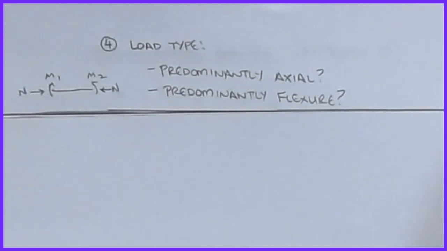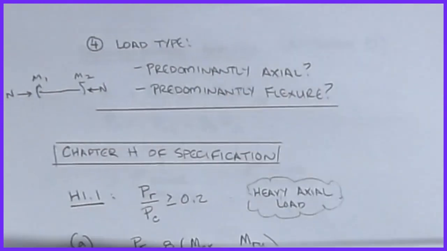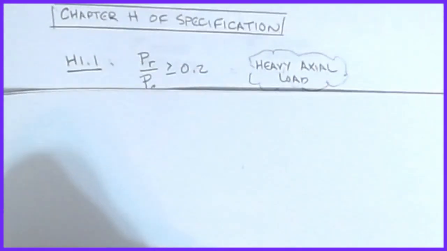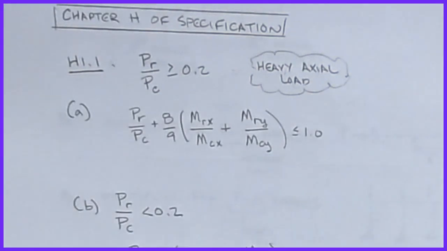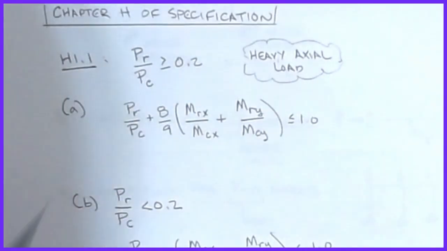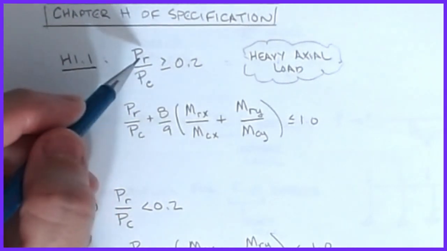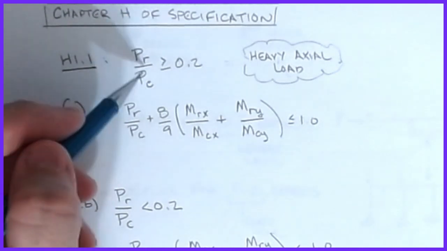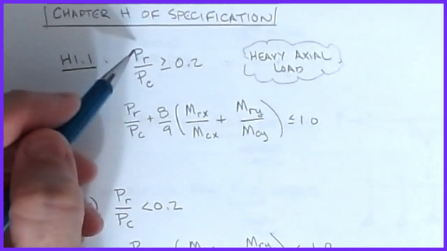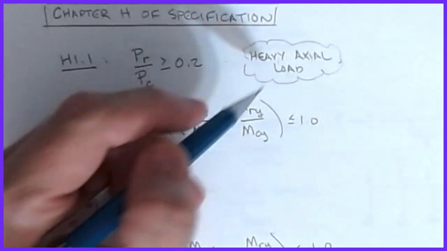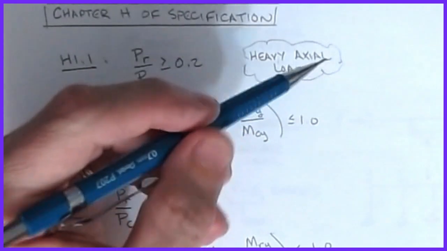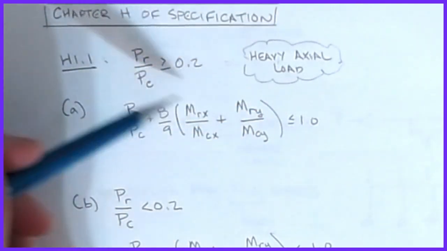And so the ratio of those to each other becomes a major factor in the way that AISC establishes the checks for combined stresses. All right, so that leads us to chapter H of our specification, okay? And the first thing they have you do, and we're going to focus mainly on section H1.1 in the 15th edition manual, is take a ratio of the applied load to the actual capacity, and if that is greater than 20%, or greater than 0.2, they call this a heavy axial load. And the interaction equation for the check then becomes something that looks like this.